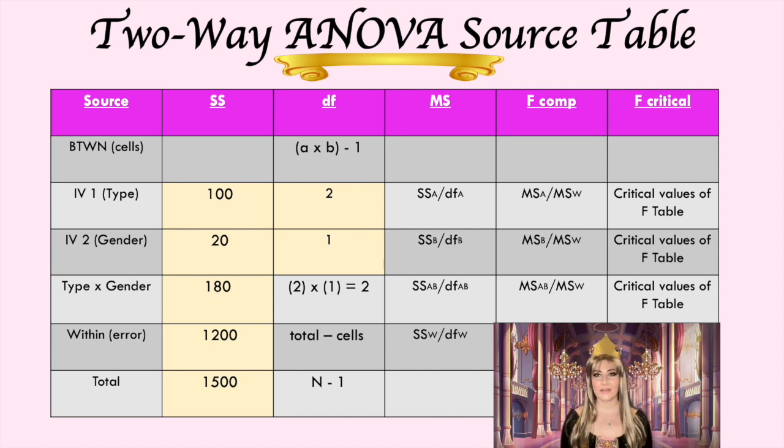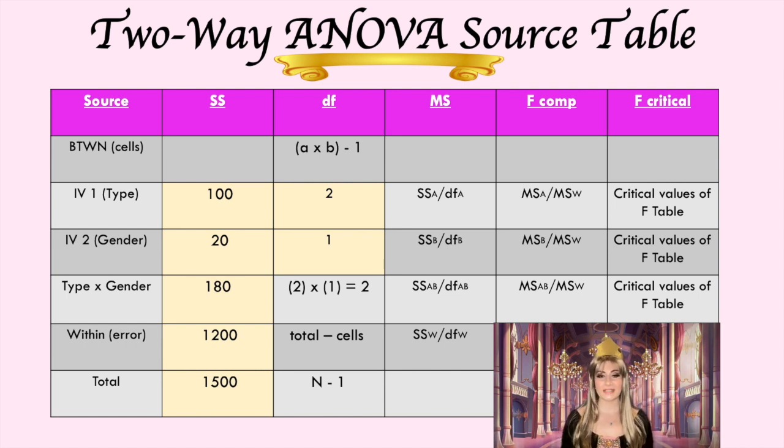Now let's take a look at the within variance degrees of freedom. That formula says total minus cells. We know that the total number of people we tested was 90, but what does cells mean? Well, if you remember the whole 3 by 2 factorial design, the 3 times 2 is basically what your cells are. It's the number of possible comparisons you can have.